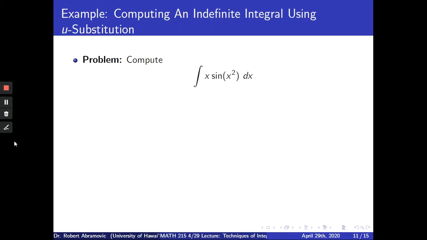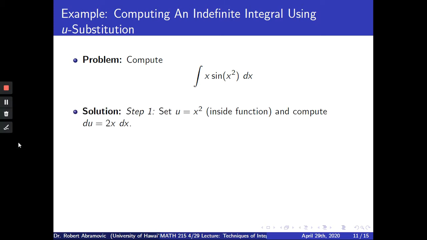Let's see an example of computing an indefinite integral using u-substitution. Let's compute, for example, x times sine of x squared. Here, if you notice, sine looks like an outside function, x squared looks like an inside function. The derivative of x squared is 2x, and a multiple of it, x, appears in the integrand. So we're going to do the first step, which is to set u to be the inside function, x squared. Next, we're going to compute du. That just means differentiate the function u, and then tack on a dx at the end.